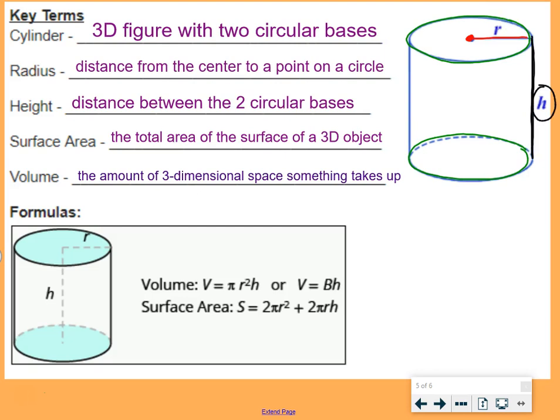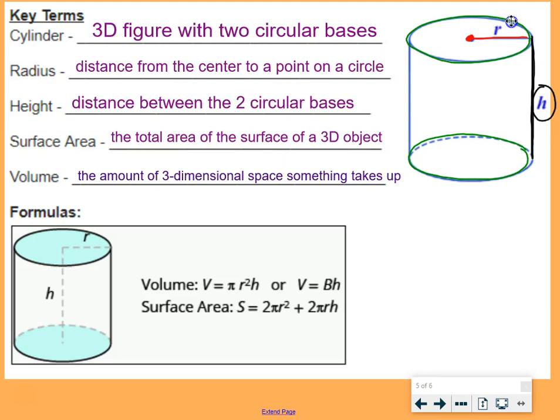Surface area is the total area of the surface of a 3D object. So if you wanted to cover it with wrapping paper, that would be your surface area. How much space do you need to cover? And then volume is the amount of three-dimensional space something takes up. So if I wanted to fill that cylinder with water, how much water it would contain. So surface area is the outer, if you wanted to wrap it in wrapping paper, and volume is the amount you'd need to know if you wanted to fill it with water.